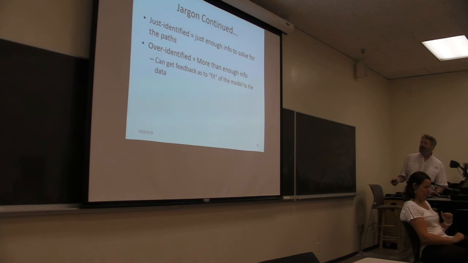So again, just identified model, you got just enough information to solve for the paths. Over-identified models, you have more information than you need to solve for the paths, and that allows you to get feedback as to the fit of the model to the data. We'll come back and talk a little bit more about fit.